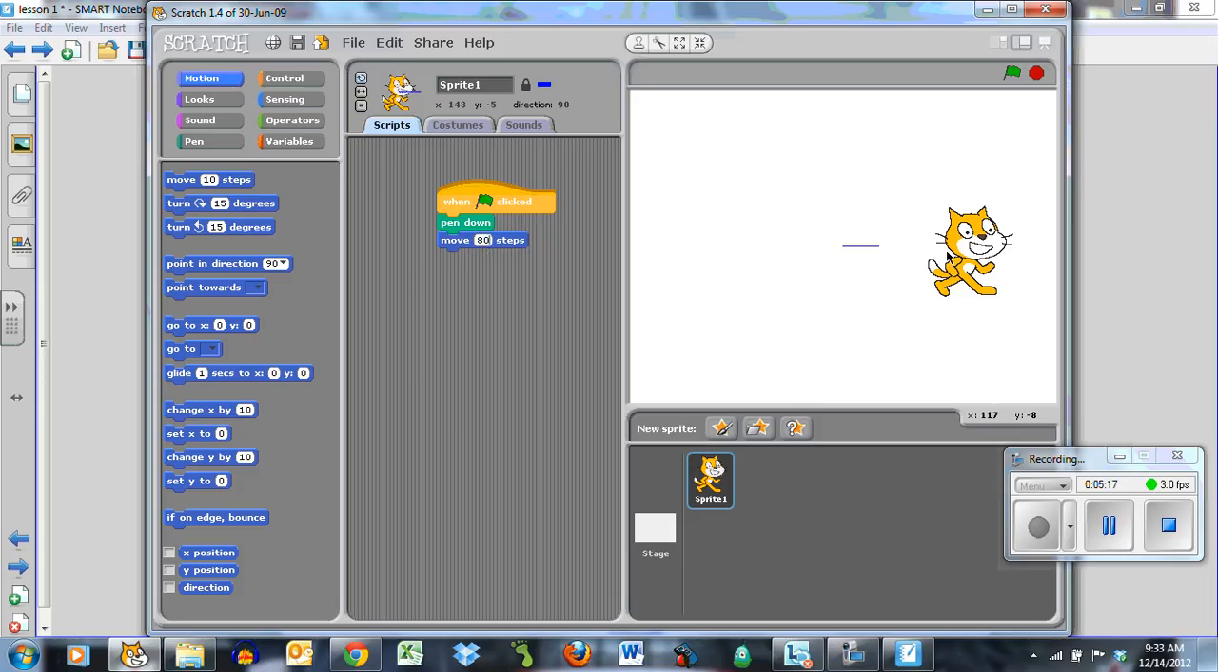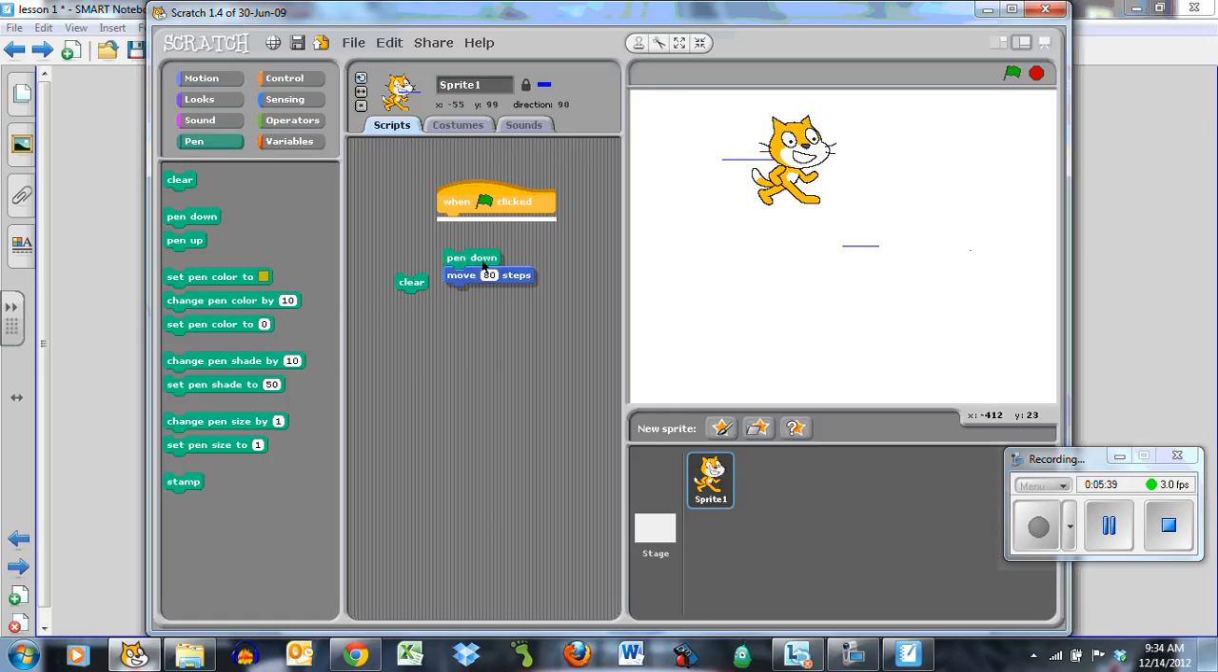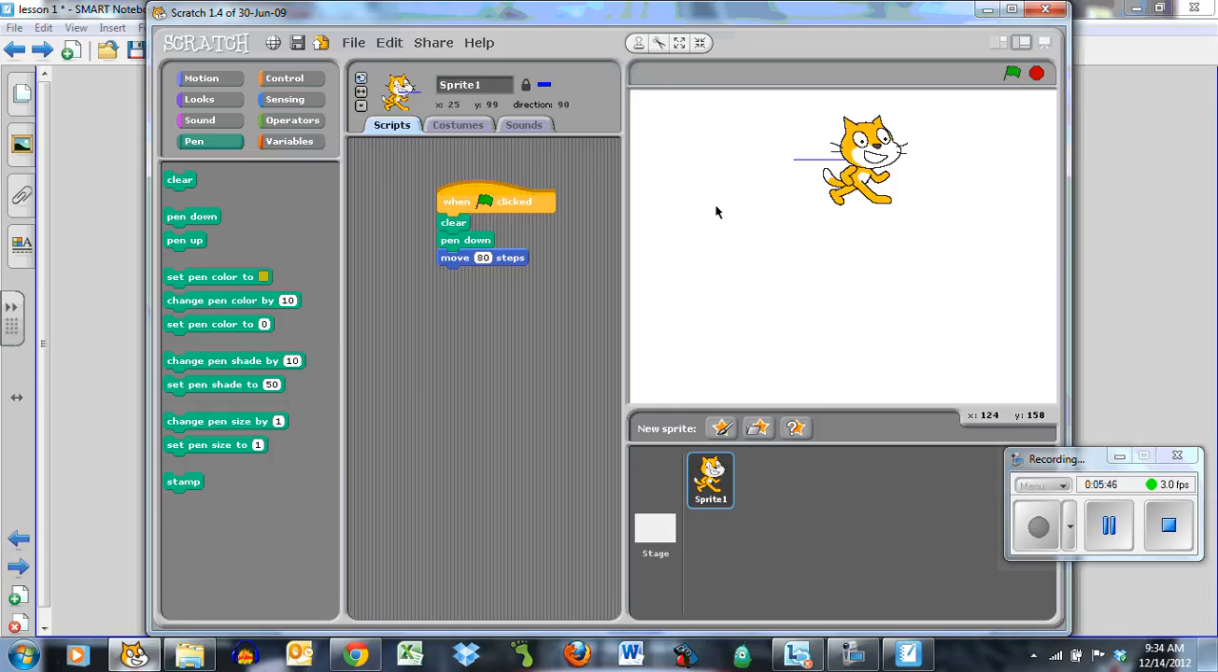Let's move Scratch over here. Okay, you can see that I draw the line. You can hide the sprite if you choose, or you can leave it on there as well. It's up to you. You can clear. You probably want to have a clear command to start your program so that it clears every time. You can see that it cleared the old ones there. Okay, so go ahead and try that, and that is the end of this lesson.